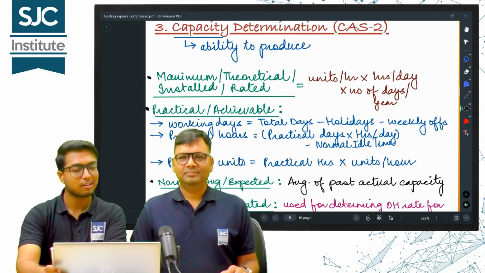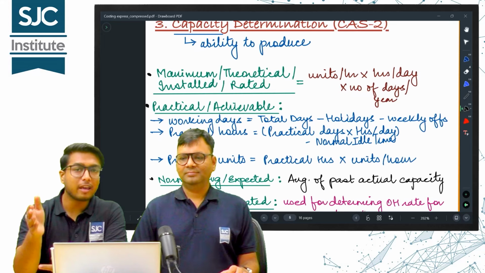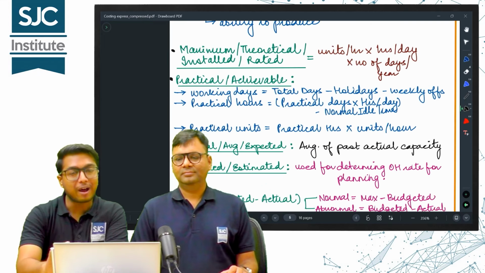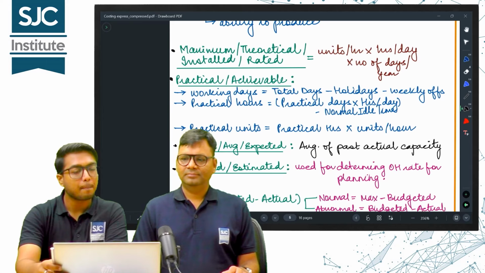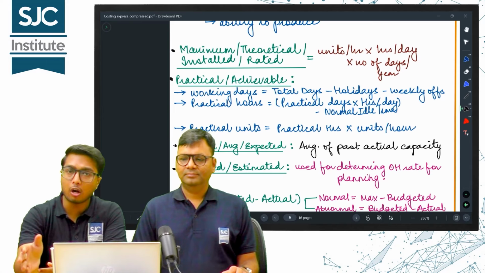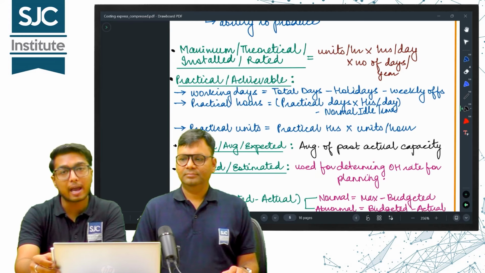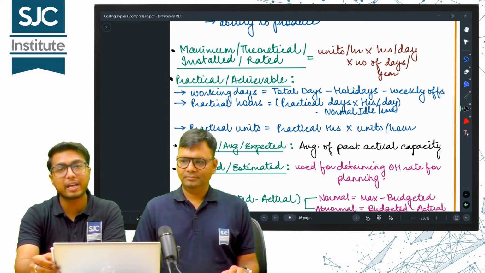Capacity determination. Now what is capacity? The ability to produce is the capacity. Now we have got 5 types of capacity ratings: maximum, theoretical, installed or rated capacity. What's the formula? Units per hour multiplied by hours per day multiplied by number of days per year.